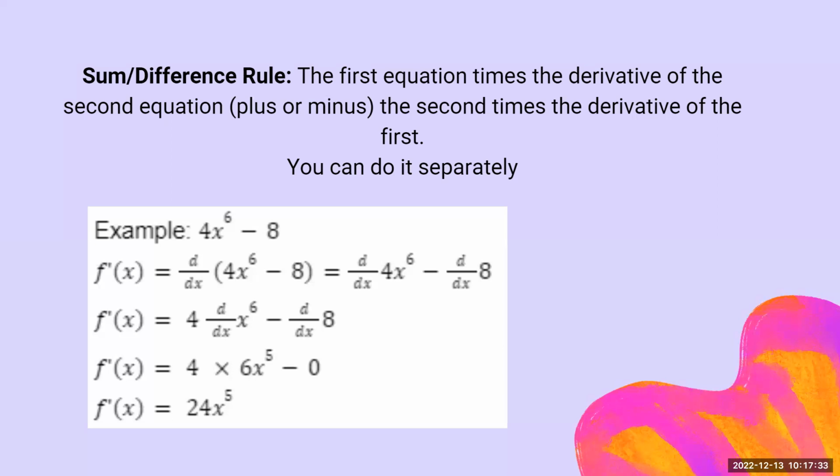Next, this would be 4 times 6x to the fifth power, because we put the exponent 6 down, and 6 minus 1 is 5, minus 0, 0 representing 8 because it is a singular number without a variable, and every number without a variable is a constant. This final expression would be simplified to 24x to the fifth power, because 4 times 6 is 24.